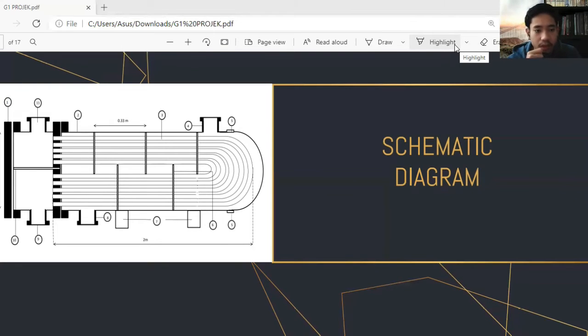Then number 9, we have our outlet panel, which is the place where our oil, which has been cooled, will flow out from here. Then number 10, we have the separator, so that both the cool and hot oil will not be mixed. And the last one is number 11, our inlet panel, which is the entrance for our hot oil. Okay, that is all. Thank you. I will pass the presentation to our next presenter.